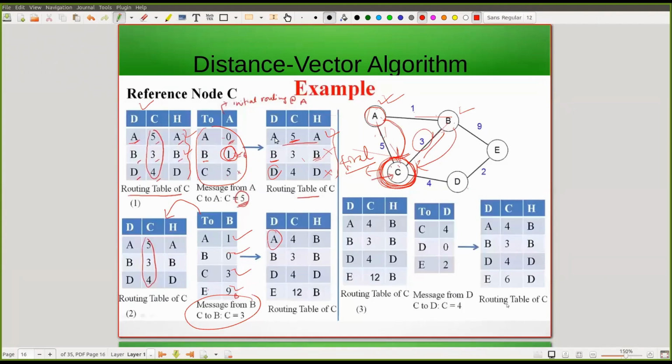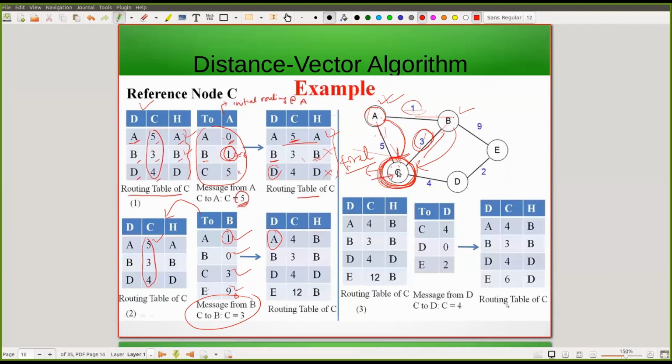Now look into here, the cost of going to A. Initially what I know, the cost of going to A is 5. Now from B I have learned the cost of going to A is 1. So now I am going to calculate the new cost. What is the new cost? The cost of going to A via B is the cost of going from C to B, that is 3, plus the cost of going from B to A, that is 1. So 3 plus 1 is 4.